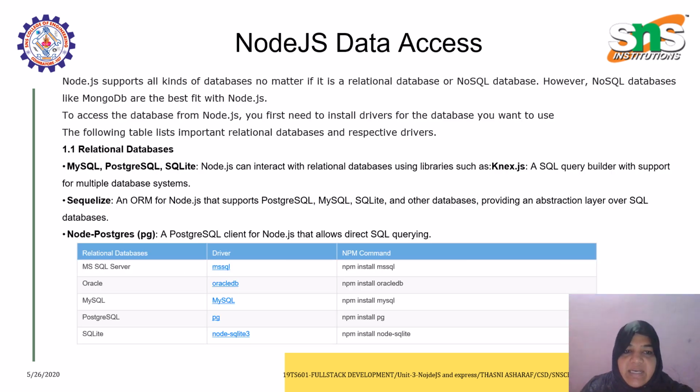Next, Node.js data access. Node.js supports databases, whether relational or NoSQL. To access a database from Node.js, which is the back end, we need to install the drivers of the database we want to use. Relational databases are MySQL, PostgreSQL, and SQLite. Node.js can interact with relational databases using tools such as Sequelize, which is an ORM for Node.js. It supports PostgreSQL or MySQL databases. Next, pg, which is a client for Node.js that allows direct SQL queries.